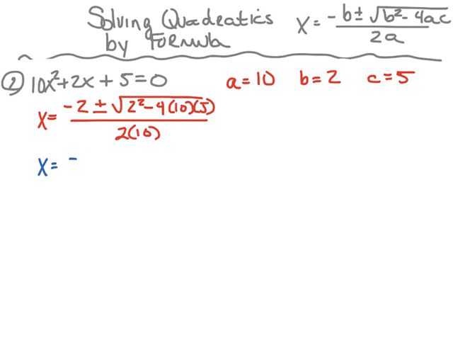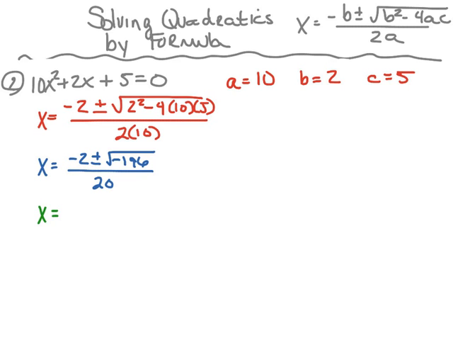We got a negative 2 to start off with, plus and minus the square root of something. Again, if I were to go to my calculator and enter 2 squared minus 4 times 10 times 5, I end up with a negative 196. Down at the bottom we have 2 times 10. 2 times 10 is 20.